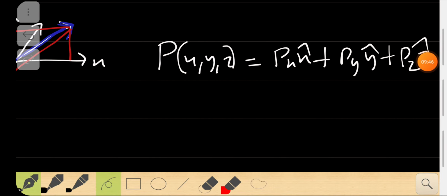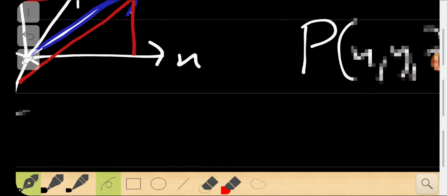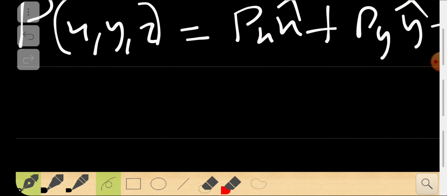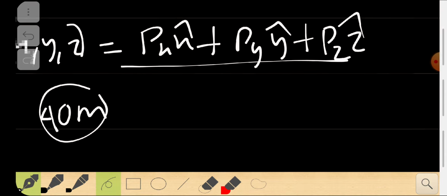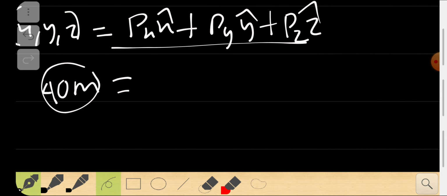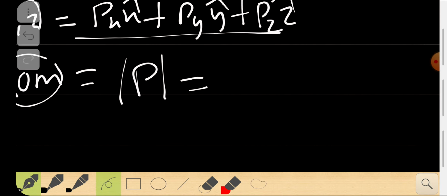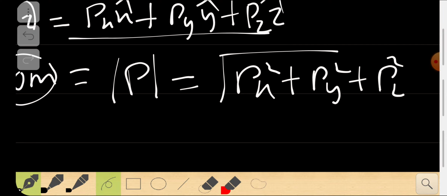If it was a distance, as we have mentioned earlier, like the distance from your home to the grocery store in three dimensions or whatever, then you would have to find out the distance. So say the distance was 40 meters. How do you represent 40 meters in this set of equations? You can just say that 40 meters is the magnitude of this vector, and that magnitude can be represented as p, which is equal to the square root of px square plus py square plus pz square. That's how we represent it.